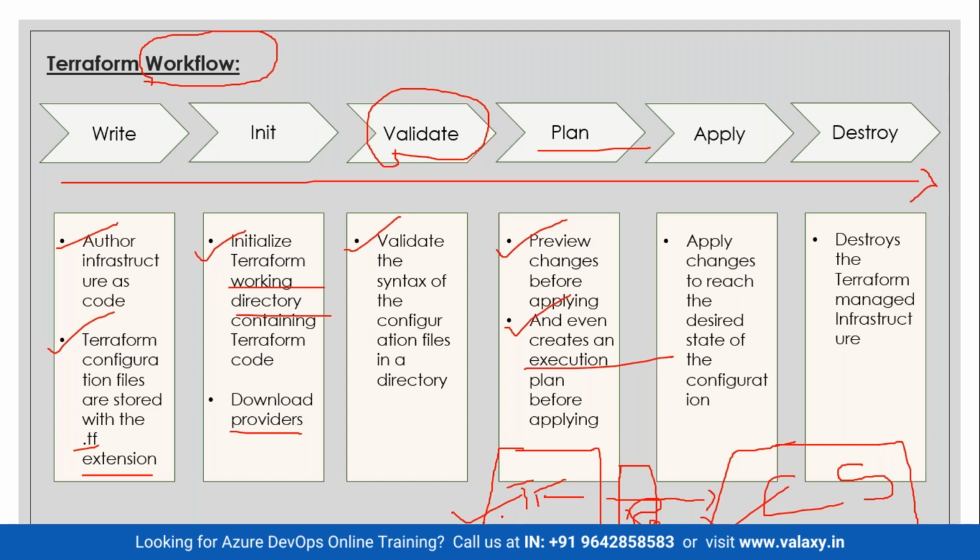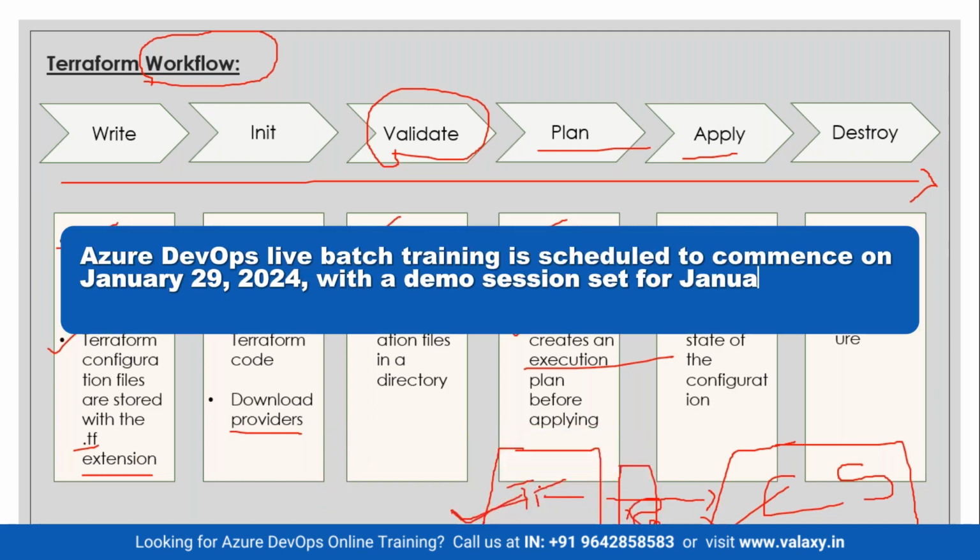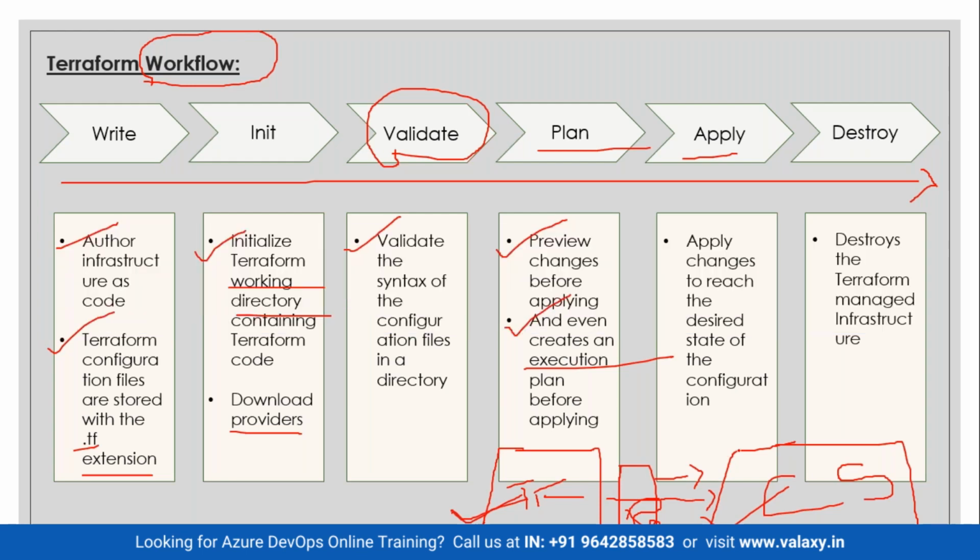Then when you run the command apply, it applies changes to reach the desired state. Whatever you have written inside your configuration is your desired state, what you want to create. After the apply, that desired state will be achieved. In case the resource is already created, that's a different way of handling things, which I'll talk about later.